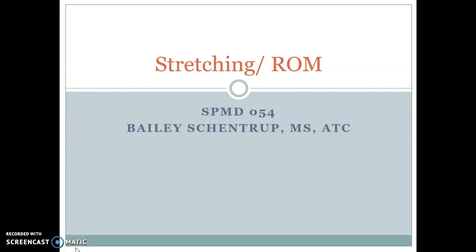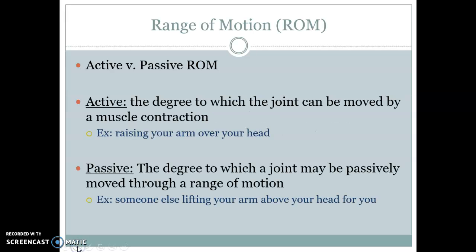Okay, class, this week's topic is stretching and range of motion. So we have a few types of range of motion, or ROM as it's abbreviated. We have active and passive that we will talk about for this class.